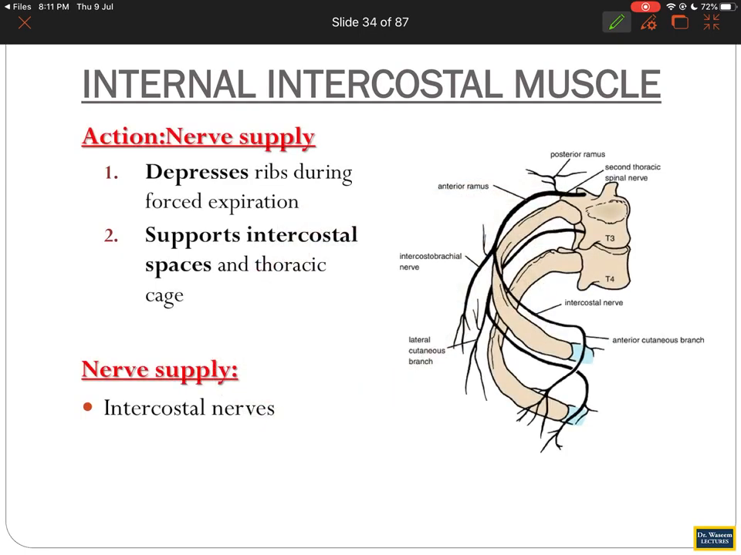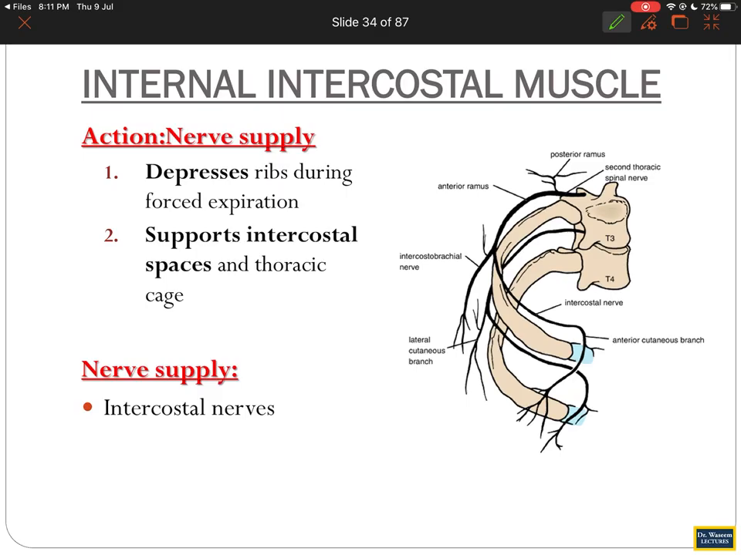depressing the ribs during forced expiration, because for normal expiration, just the diaphragm goes up due to elastic recoil at the time of relaxation. When the contraction phase is over, the diaphragm comes back again due to elasticity when the nerve supply is switched off, and this will cause the vertical diameter to be decreased also. The pressure will increase, air will go out.